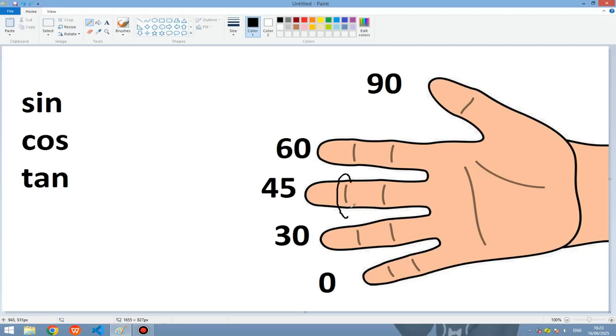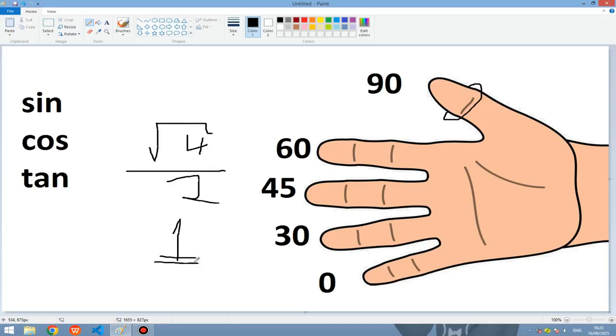Sine 45, the number of fingers left below, we have 2, that gives us the square root of 2 on 2. Sine 60, the number of fingers left below, we have 3, that gives us the square root of 3 on 2. For sine 90, the number of fingers left below, we have 4, that gives us the square root of 4 on 2, which is equal to, the square root of 4 is equal to 2, that is 2 on 2, which is equal to 1 for sine 90.